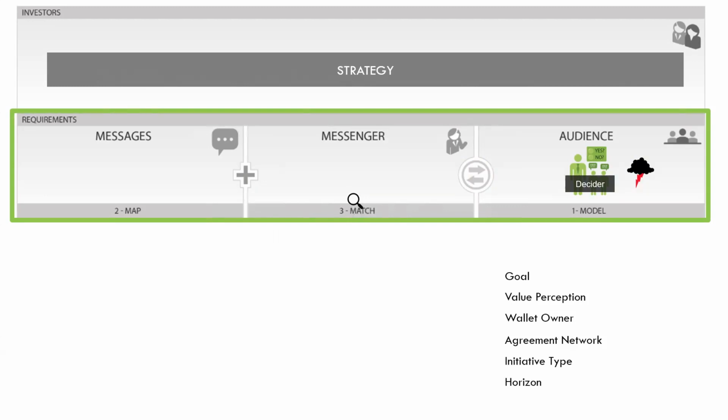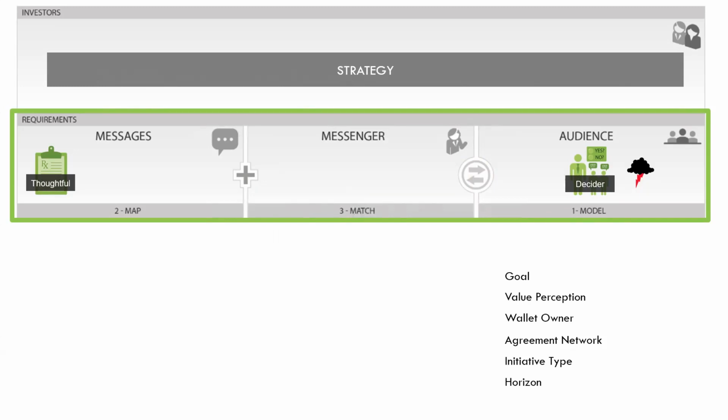Well, we need to just go through the checklist. We need to know what their goal is. We need to know what their perception of value is. We need to know who the wallet owner is that's going to make those decisions. We need to be able to understand what the agreement network is involved. We need to be able to understand the initiative type that they're working on, and what is their event horizon for realizing value.